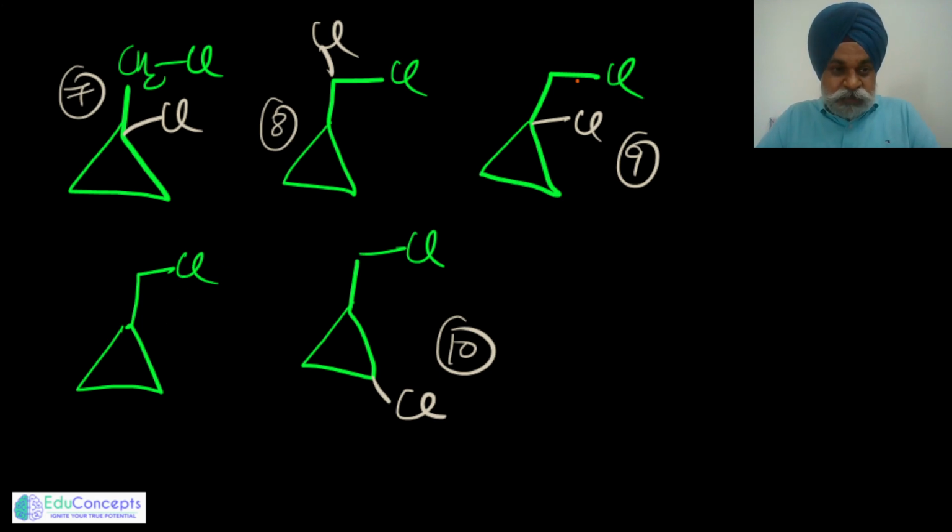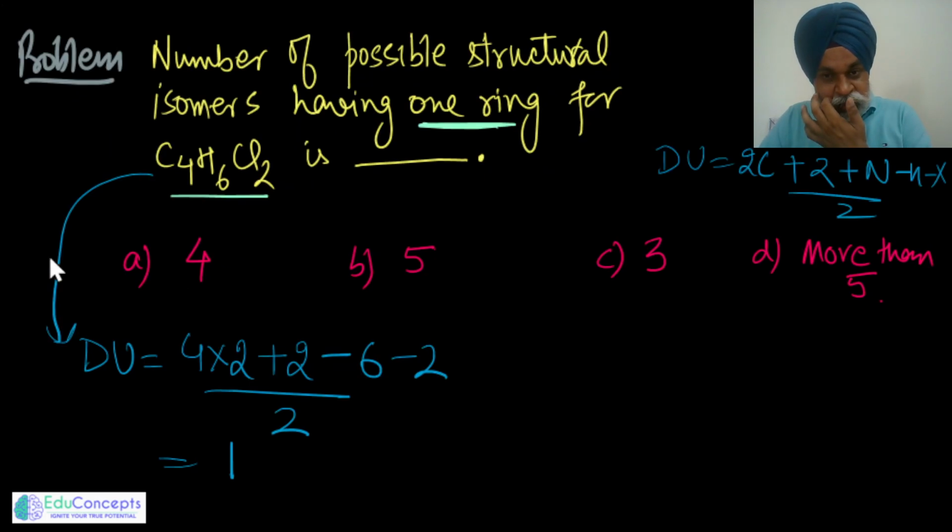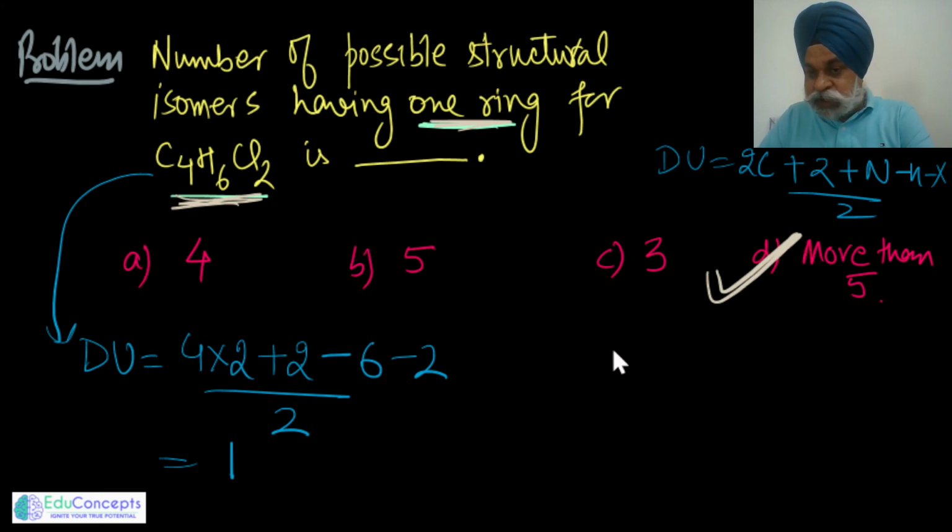So let me check the options, what type of options they have given. They said, number of possible structural isomers having 1 ring for this compound could be how much? So definitely it would be more than 5. So here the examiner is only checking whether you would be able to make more than 5 structural isomers for this particular formula. So we are able to make it.